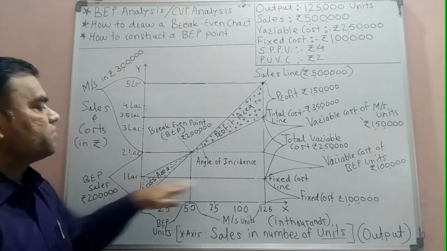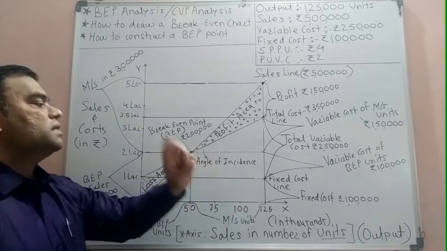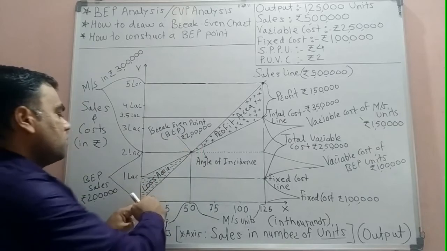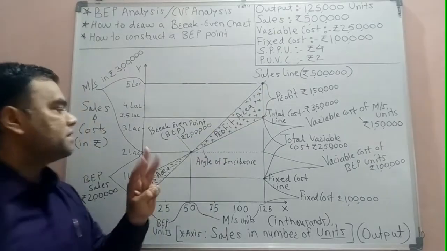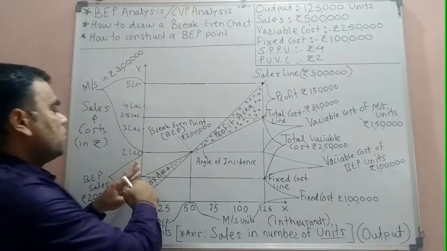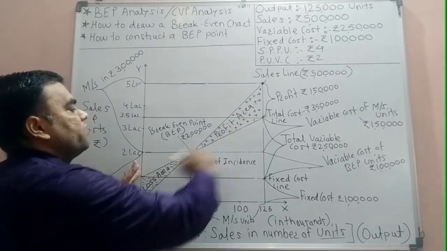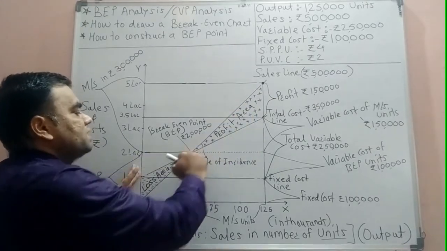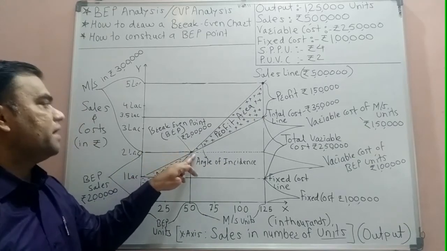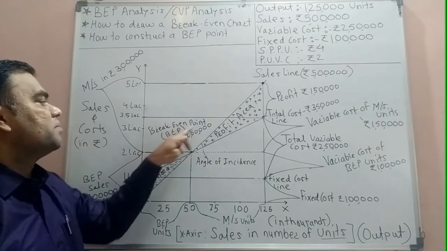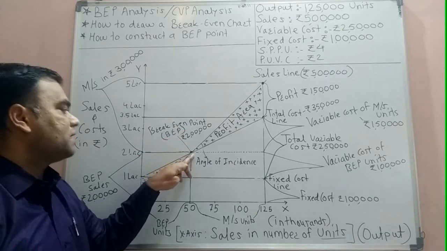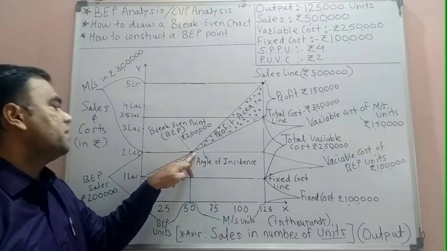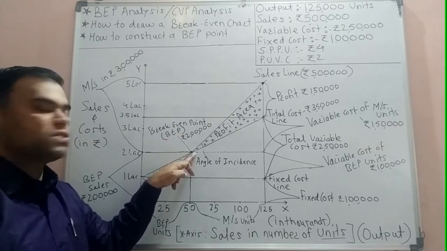Then we have discussed that the fixed cost line we have to draw first. Second, we have to draw the total sales line. Third, we have to draw the total cost line. And if we draw the total cost line, it will intersect your sales line. Then a point will get created, and that point will be called the break-even point, because at that point your total sales and total cost will be the same.